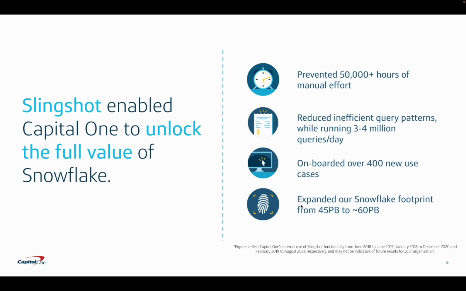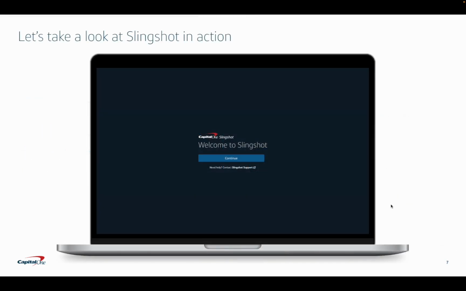So, how did Capital One benefit from Slingshot internally? Well, the success was self-evident, with more than 50,000 hours saved in manual effort, onboarding as much as 400 new use cases while expanding our Snowflake footprint to a staggering 60 petabytes. Slingshot actually helped Capital One maximize our investment in Snowflake, and we are glad to report our customers are seeing very similar positive results. With that, let's jump right into the demo.